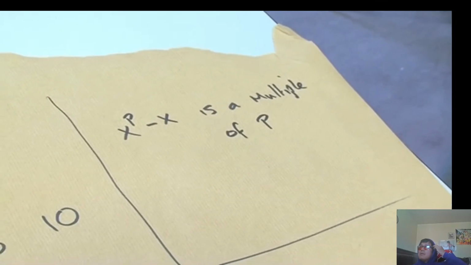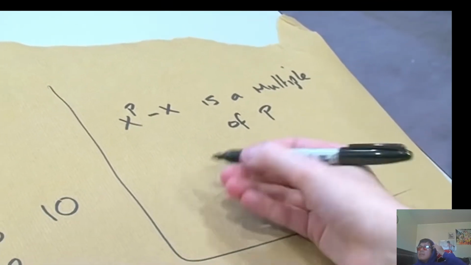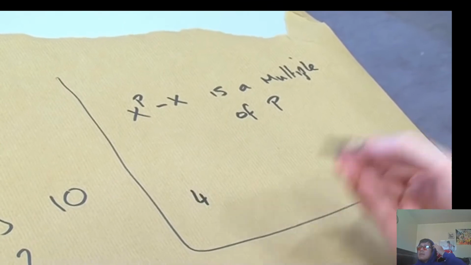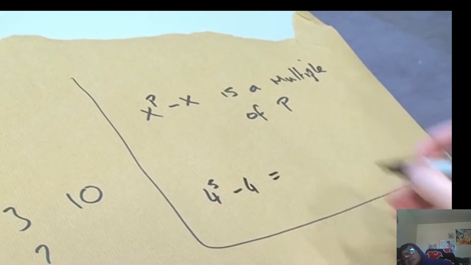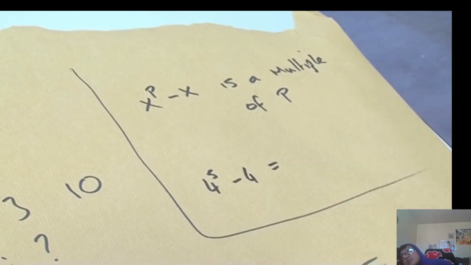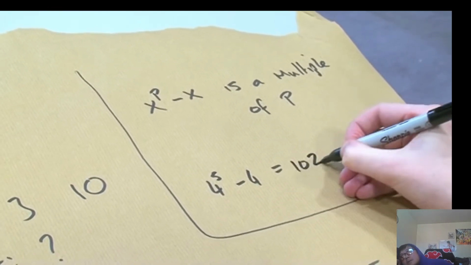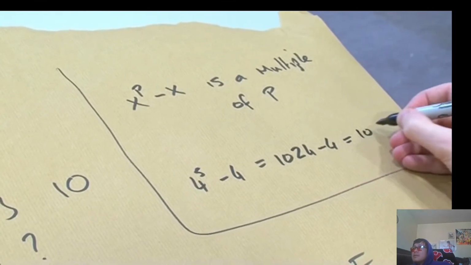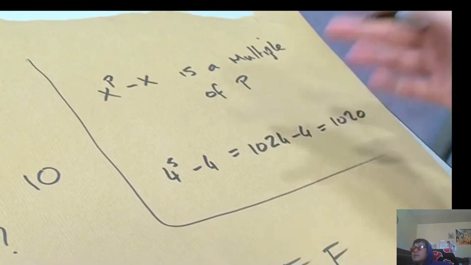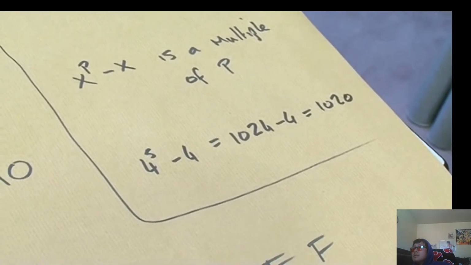Let me do an example. What I mean is, if you took a number like 4, and then a prime number like 5, I would get 4 to the power 5, which is 1024. Take away 4, which is 1020, and that is a multiple of 5. You're guaranteed to have a multiple of 5.